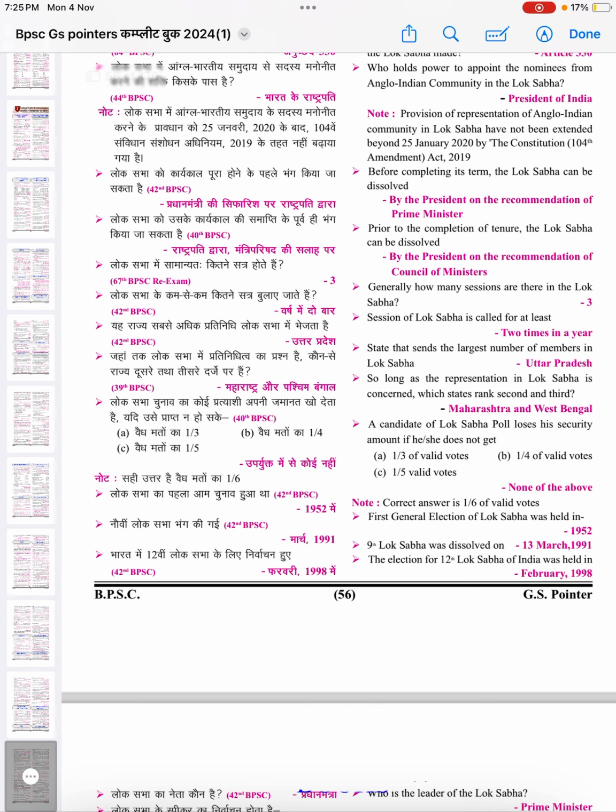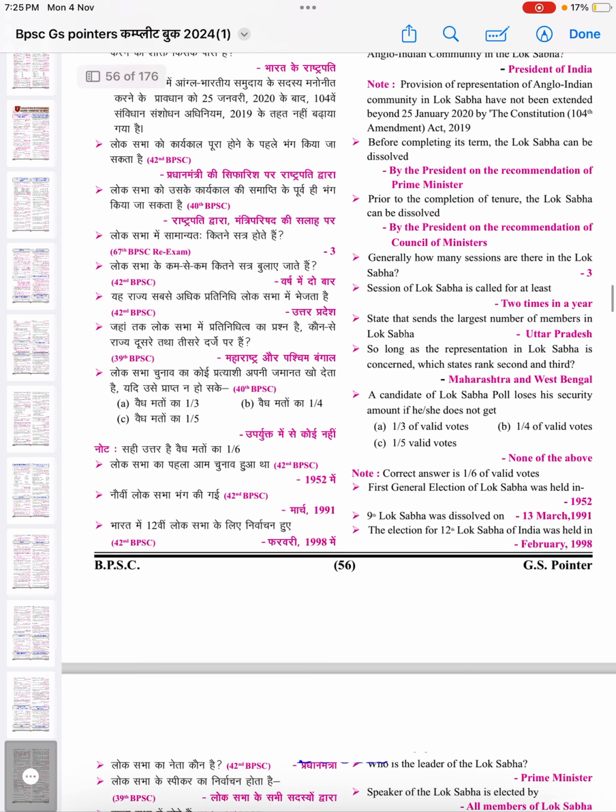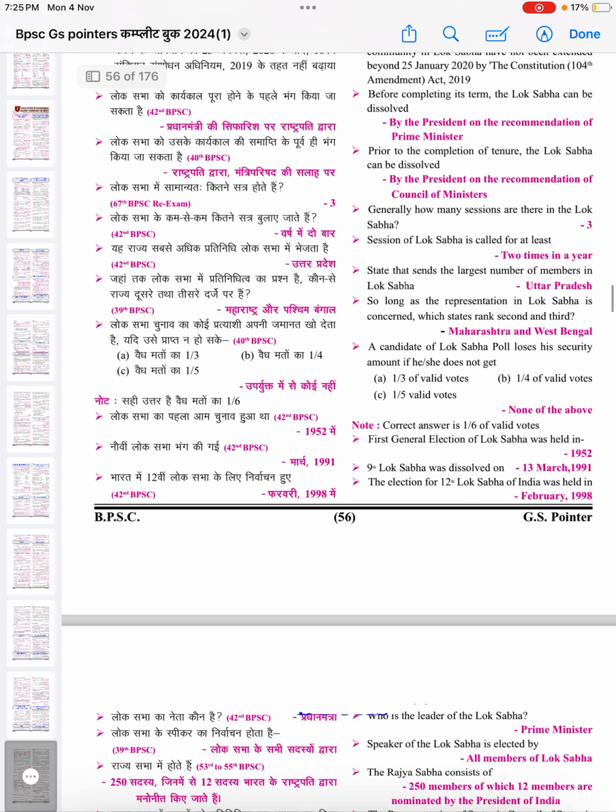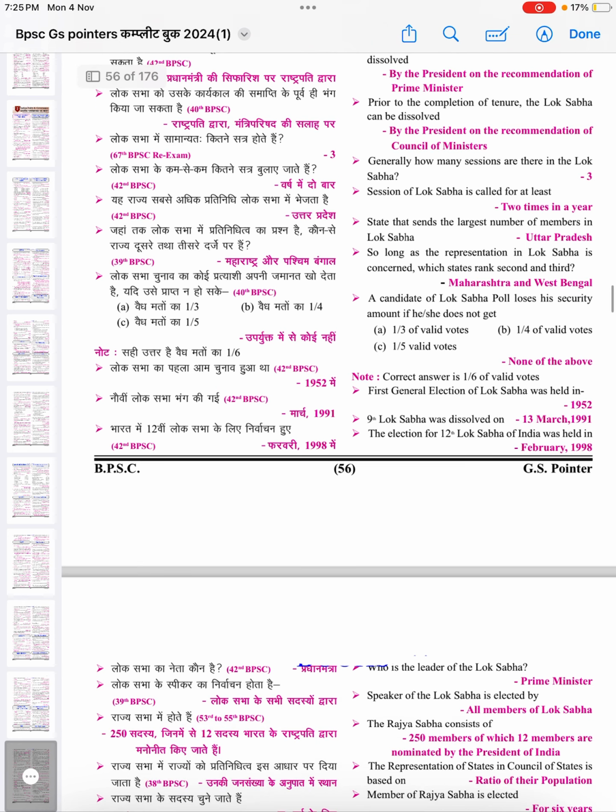Before completing its term, the Lok Sabha can be dissolved by the President on the recommendation of the Prime Minister. Prior to the completion of tenure, the Lok Sabha can be dissolved by the President on the recommendation of the Council of Ministers. Generally, how many sessions are there in the Lok Sabha? Answer: 3. A session of Lok Sabha is called at least 2 times in a year.